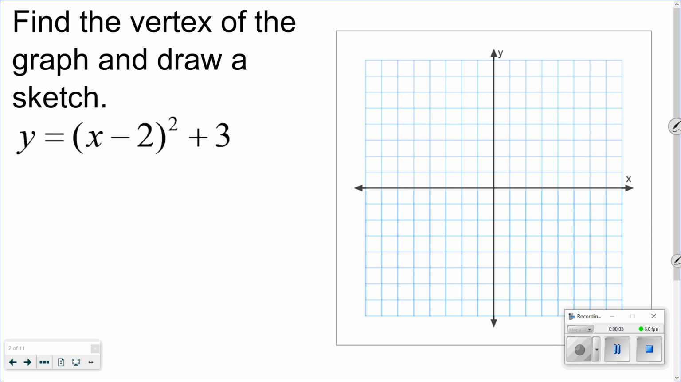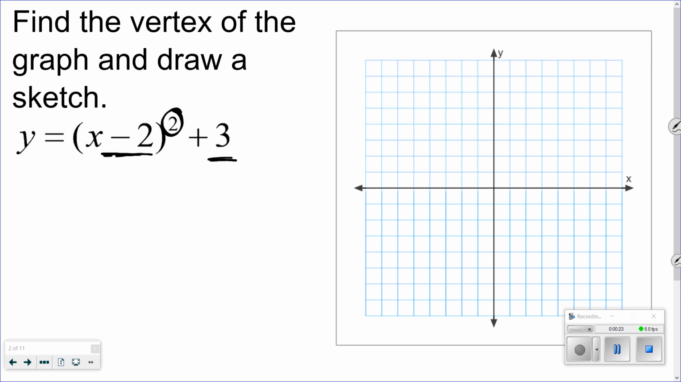Just as a quick review, we're going to run through and graph this quadratic function. It's in that vertex form. So just as a reminder, the square tells us it's a parabola. The -2 is with the x, so it moves it horizontally, left and right. -2 is going to move it right 2, and the +3 is going to move it up 3.